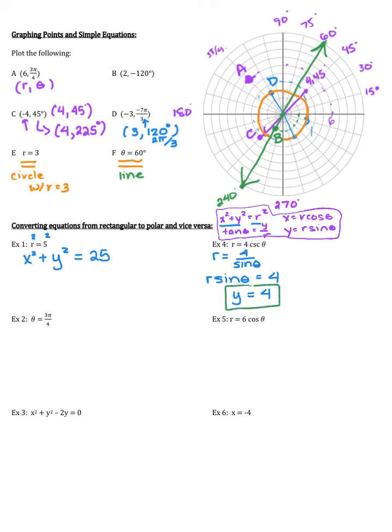And there's your answer. Notice that r equals 4 cosecant theta, and this is good to pay attention to, will always represent a horizontal line, y equals 4.